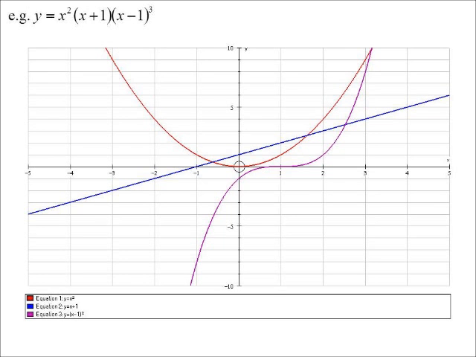Okay, let's have a look at this one. So x squared times x plus 1 times x minus 1 cubed. So I've drawn the three individual graphs there. So what can we tell? Well, they're not asymptotes that I've drawn in, by the way. I'm just dotting them in to say these are going to be boundaries from where it might change from positive to negative and so on.